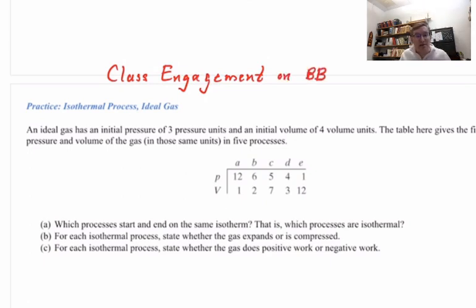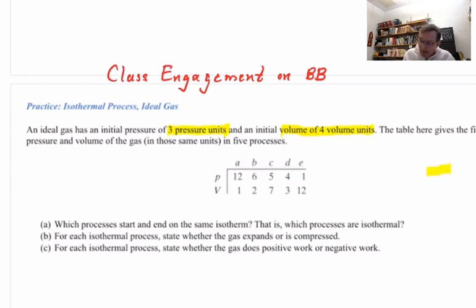Practicing with the ideal gas law goes like this. An ideal gas has an initial pressure of 3 pressure units. They don't really care what they are. They could be pascals, if you want to think Pascal, fine. And an initial volume of 4 volume units. If you want to think meters cubed, SI unit of volume, that's fine.